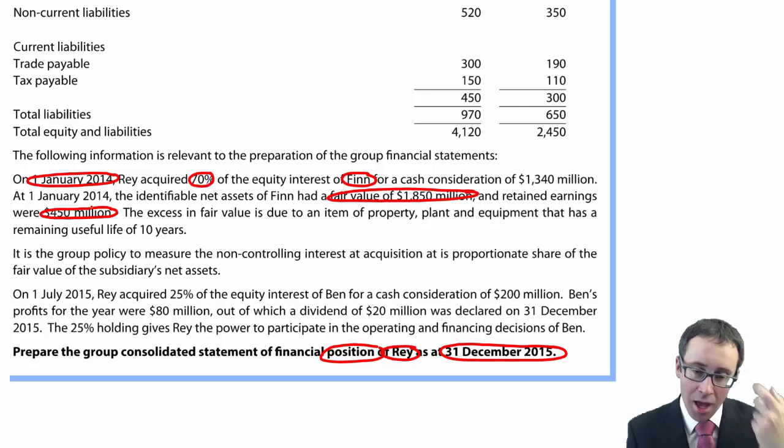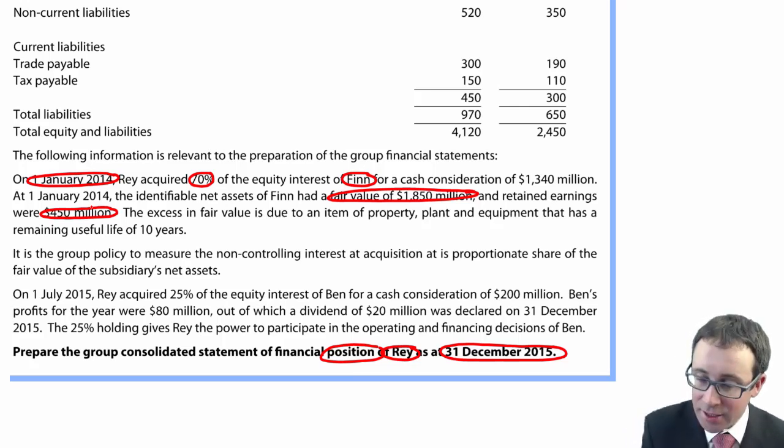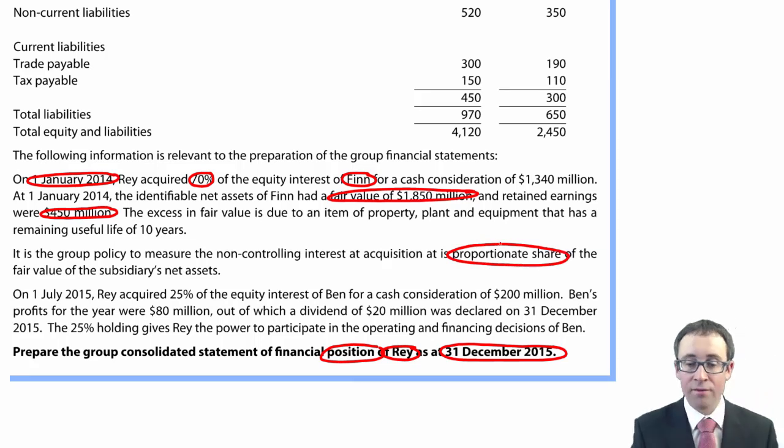Group policy is to measure NCI at its proportionate share of the fair value of the subsidiary's net assets. You don't see this much from F7, because everything there was on the full goodwill method and the fair value of the NCI. Here, we're looking at the proportionate share of net assets. So we'll need to take 30% of the net assets at the acquisition date.